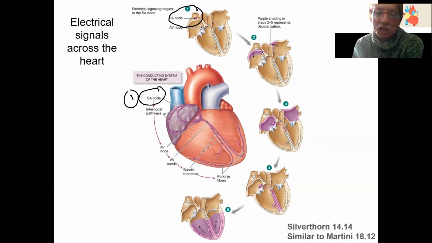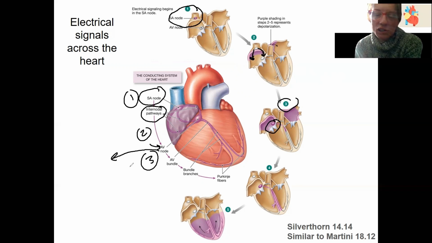And those action potentials are going to spread across the atrial muscle, the myocardium of the atria, and depolarize the atria. These are called internodal pathways to get to the AV node. So that's what's happening right here. This purple shading represents depolarization spreading across the atria until it gets to the AV node. So this is number 3. This is the AV node. So that's a second group of pacemaker cells that don't actually set the pace unless the SA node is damaged.